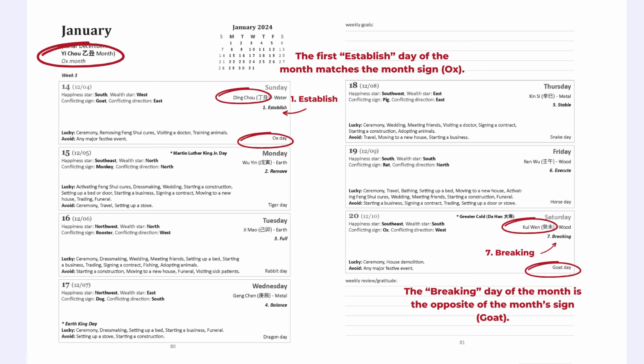So the first ox day after the 小寒, the solar turn, will be the established day. So that's January 14th, 丁丑 day. The 丑 means the ox. So that's the established day. And the next day will be the remove day. And following that will be full day and balance day, following the order.